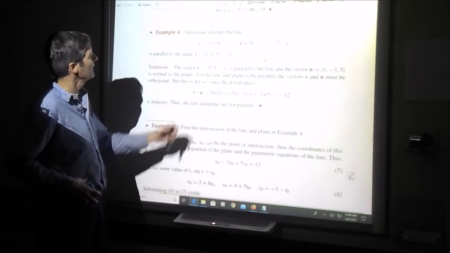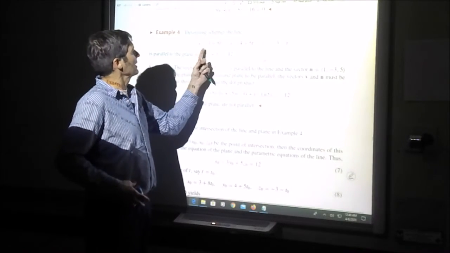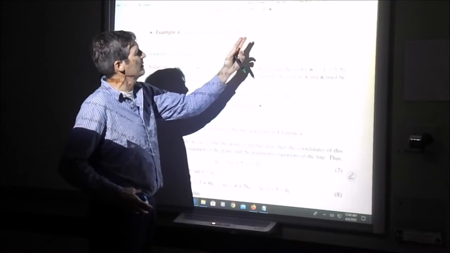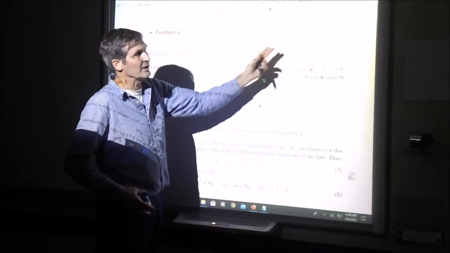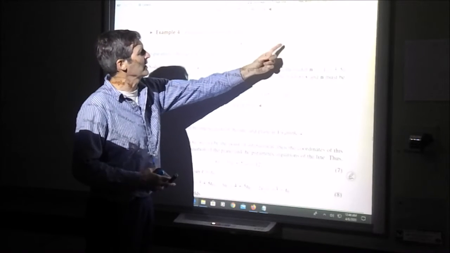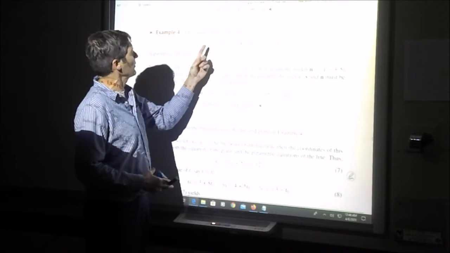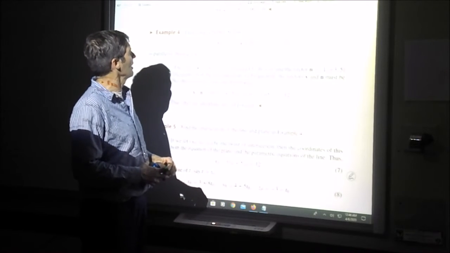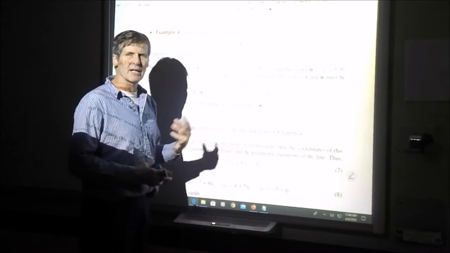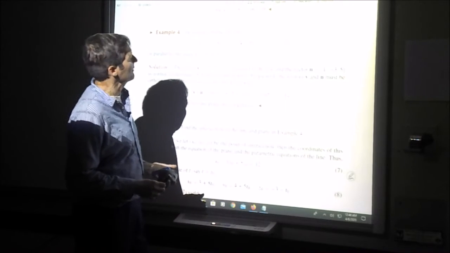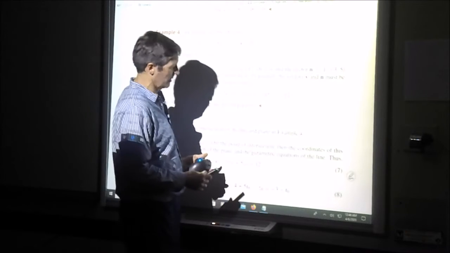Here's a good one. Wonder if this line, given parametrically like this, x0 plus at, y0 plus bt, z0 plus ct, that's an equation for a line with direction 8, 5, minus 1, the coefficients of t, and through the point 3, 4, minus 3. I wonder if that line is parallel to this plane. How can I tell? Well, it's parallel to the plane if it's perpendicular to the plane's normal.